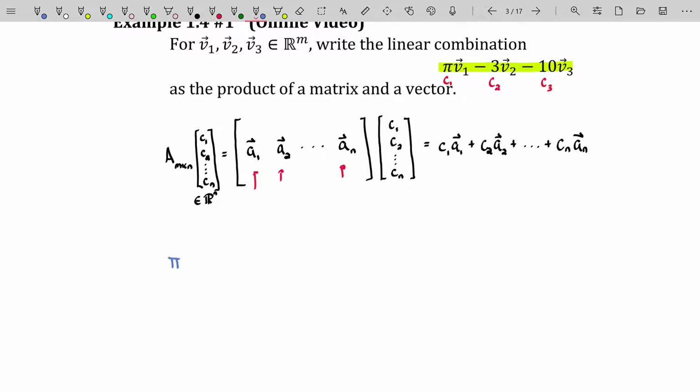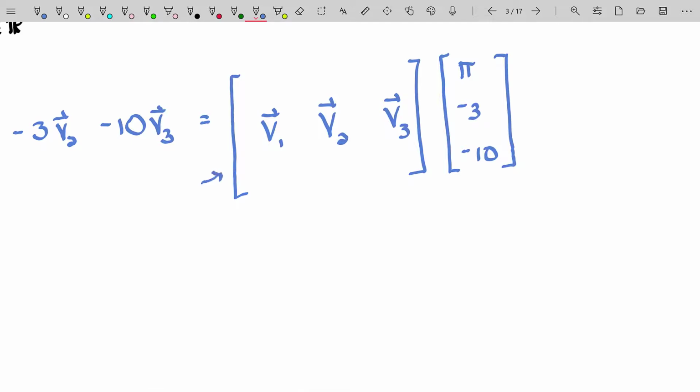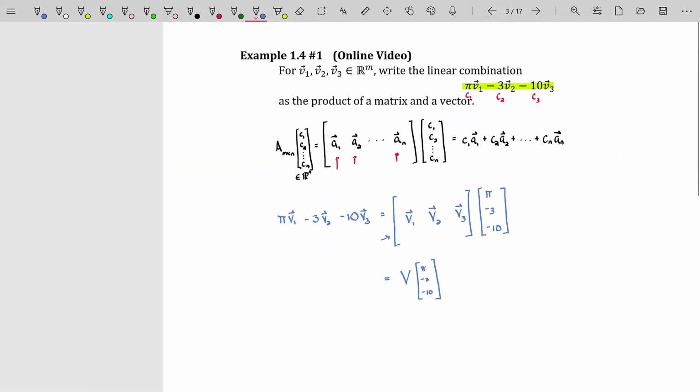So this means that pi times v1 as a vector, -3 times the column vector v2, -10 times the column vector v sub 3, that is going to be the matrix with its first column being the column vector v sub 1, its second column being the column vector v sub 2, and the third column being the column vector v sub 3, times the vector whose entries are those coefficients. You could write this more succinctly if you choose to call this matrix right here maybe V. Let's go ahead and call that the matrix V. And there you have it. That is that linear combination written as the product of a matrix and a vector.